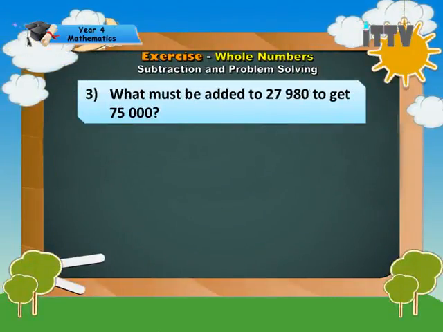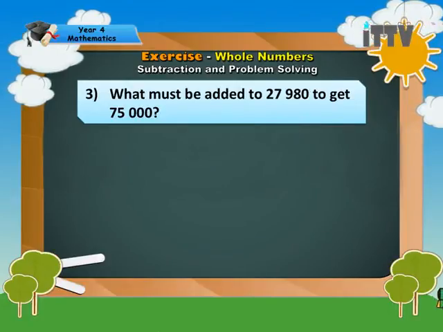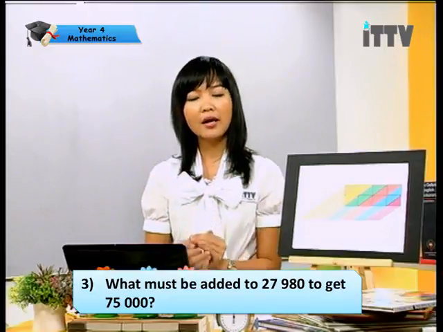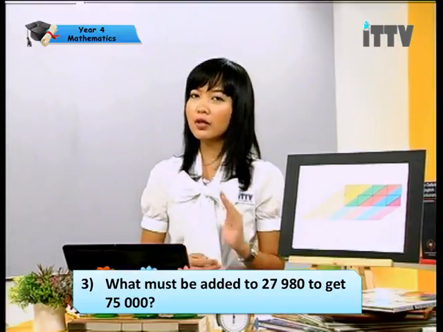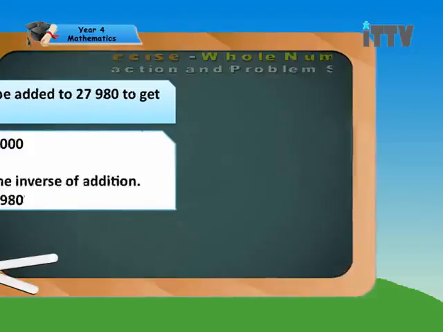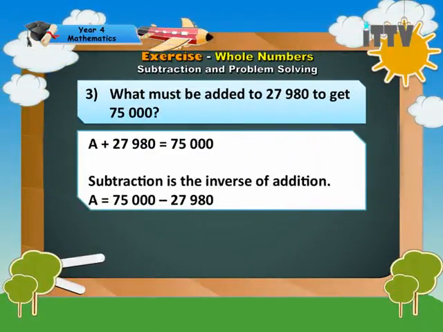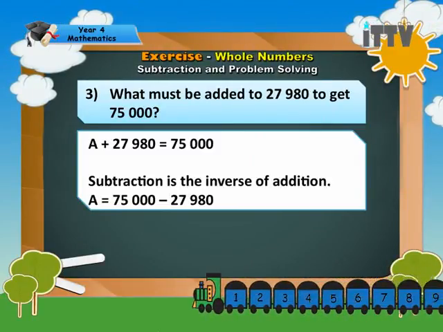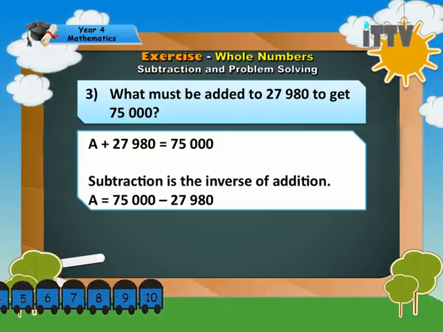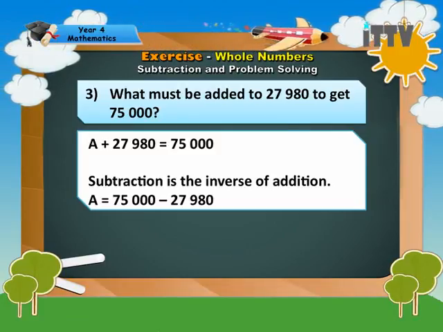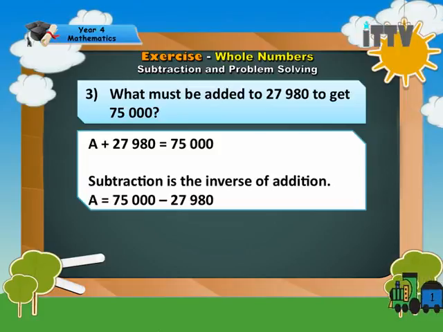Now let's go on to the third question. What must be added to 27,980 to get 75,000? Now the question wants us to find out which number must be added to 27,980 so that we get 75,000. Now let's say this number is A. So A plus 27,980 gives us 75,000. Now remember that subtraction is the inverse operation of addition. So A equals 75,000 minus 27,980.